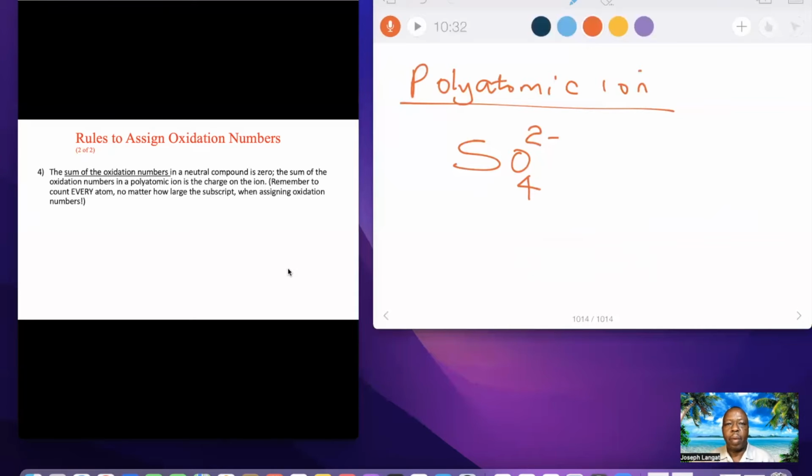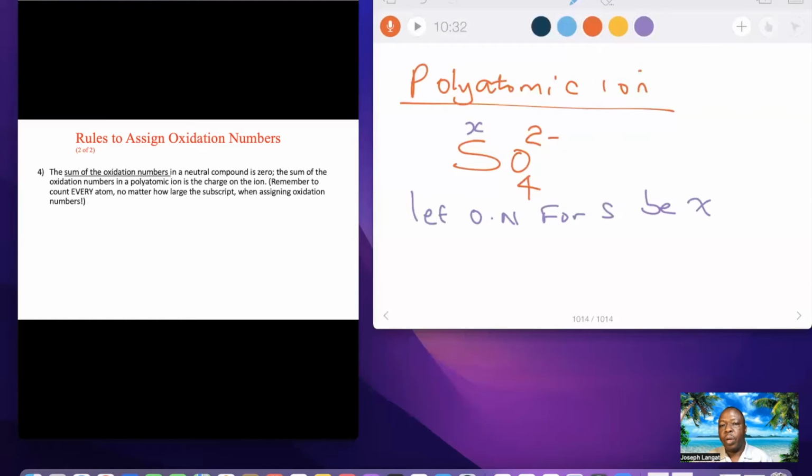Always, the second element takes first priority in assigning the oxidation number, and then you assume the other one to be X because it can have more than one oxidation number, all right? Don't use the periodic table for the first element in a polyatomic ion. The second one takes first priority, in the sense that I'll say the other is X. For sulfur, let the oxidation number for sulfur be X.